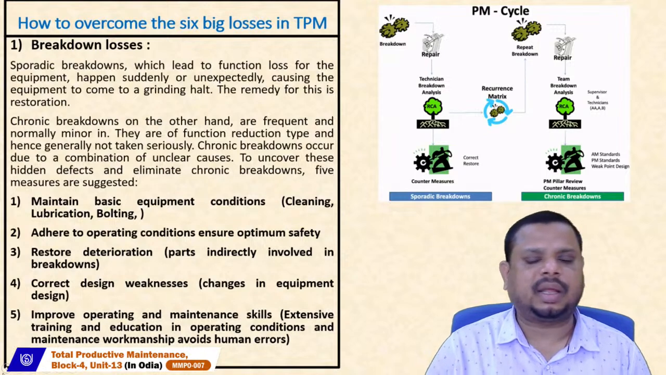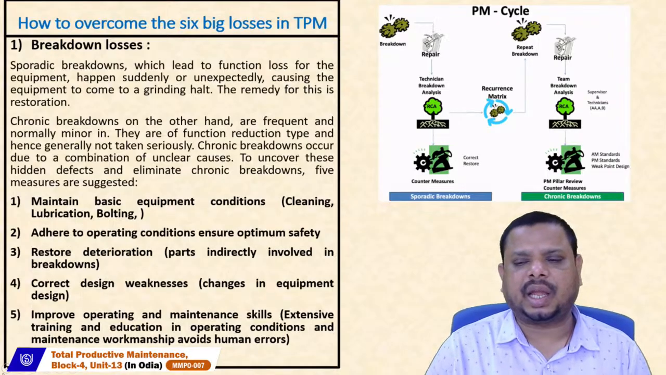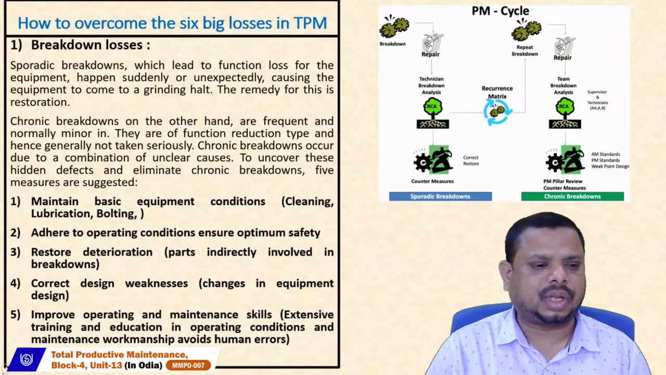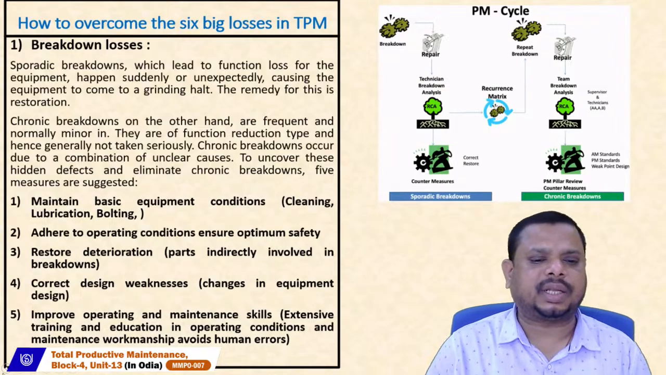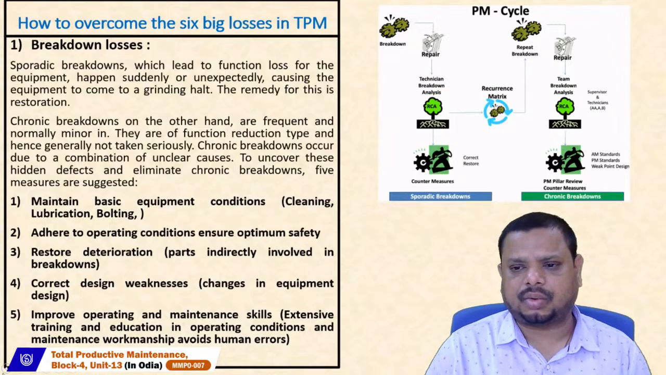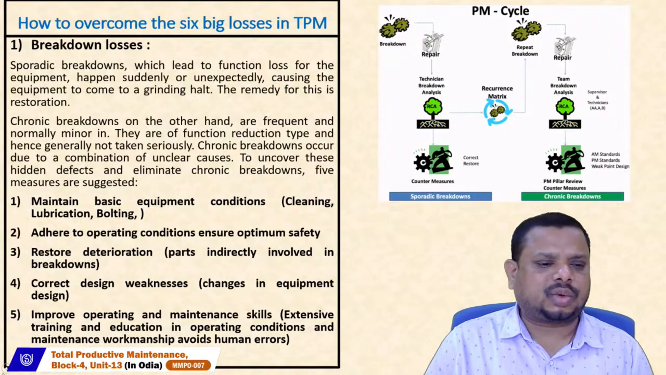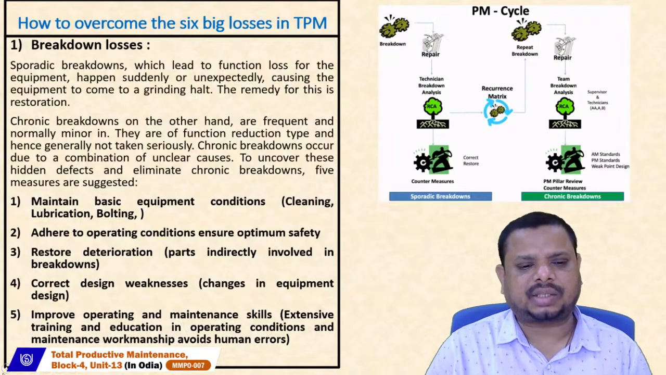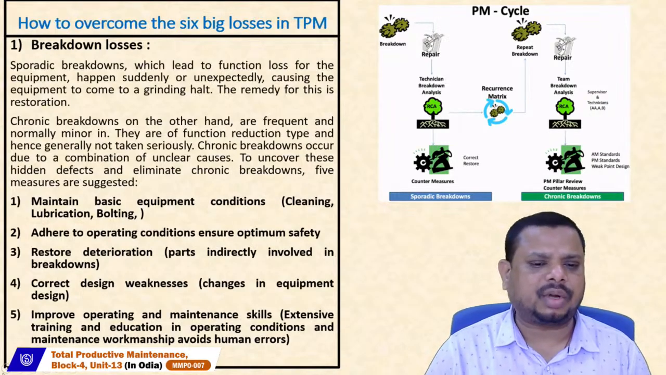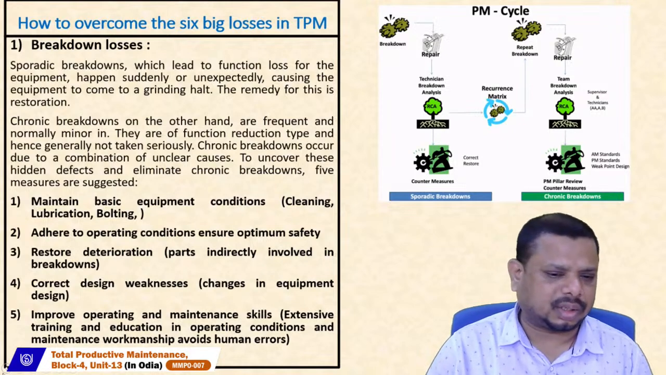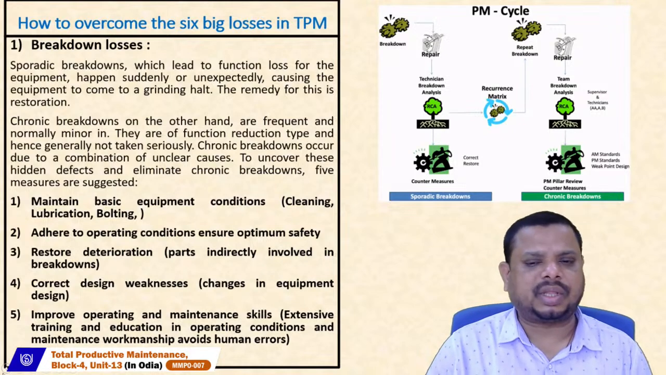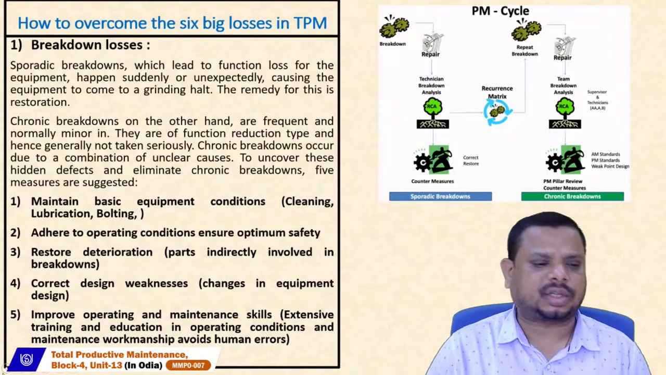The first one is maintain basic equipment condition, that means cleaning, lubricating, and proper tightening of bolts. The second one is adhere to operating conditions to ensure optimum safety. When the operator is involved, they have to follow the proper operating conditions. The next one is restore deterioration, that means parts indirectly involved in breakdowns. If it is a gearbox, it consists of a number of sub-parts and sub-assemblies, so in that case you have to immediately go for restoration.